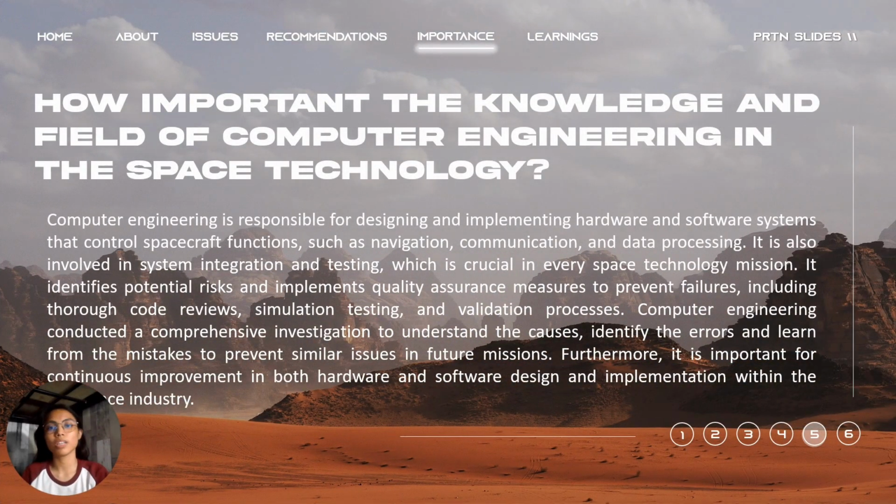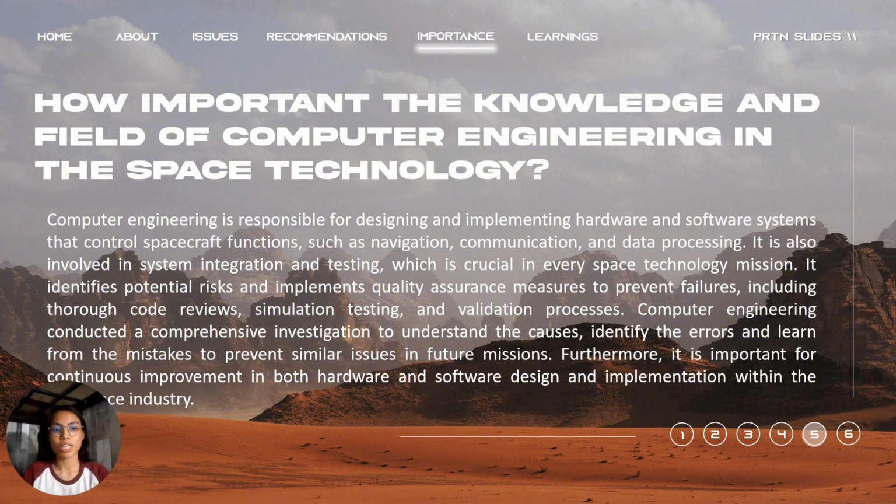How important is the knowledge and field of computer engineering in space technology? Computer engineering is responsible for designing and implementing hardware and software systems that control spacecraft functions such as navigation, communication, and data processing. It is also involved in system integration and testing, which is crucial for every space technology mission.